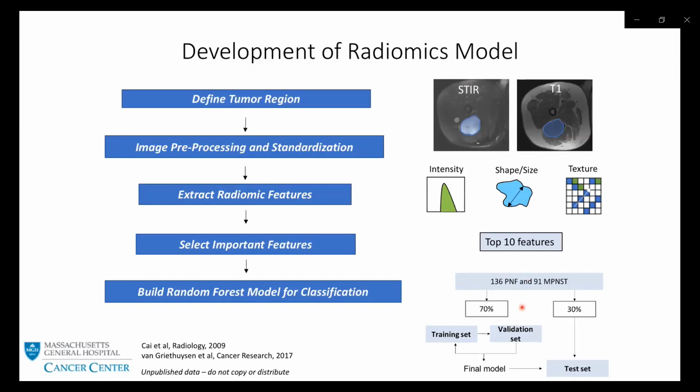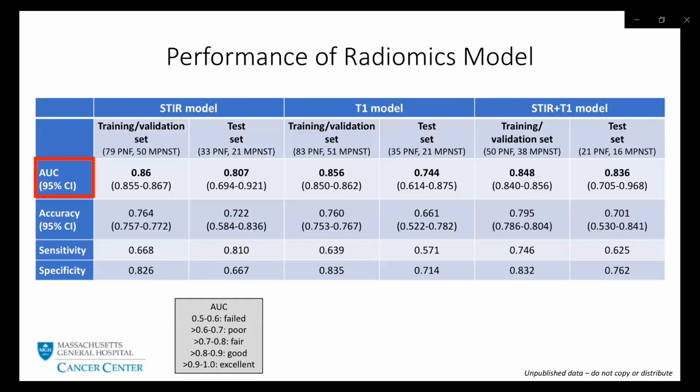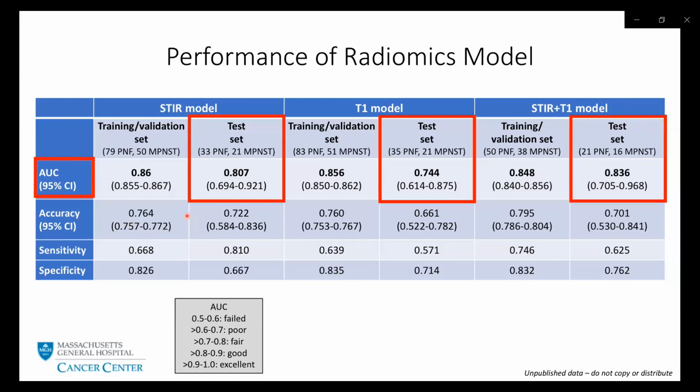70% of the data was used to train the model, and 30% of the data was used to test how well the model would perform in the real world. We looked at 3 models: one based on STIR, one on T1 images alone, and one based on both together. The primary metric to evaluate model performance is a statistical measure known as the AUC, or area under the ROC curve. I want to draw your attention to the test set because, again, this is the true independent evaluation of the model's performance.